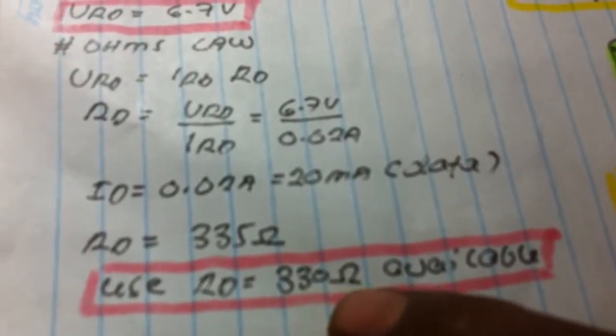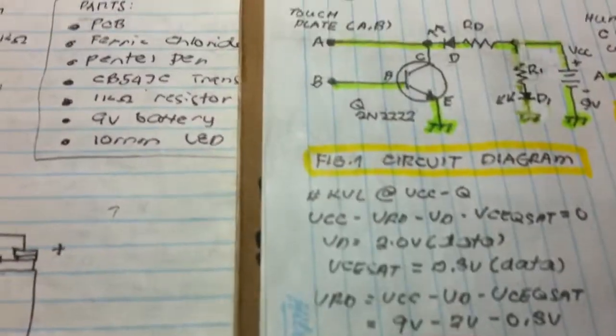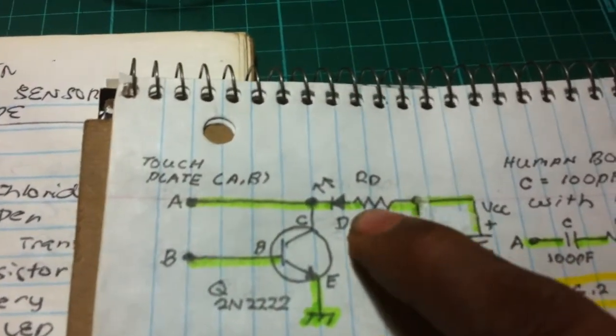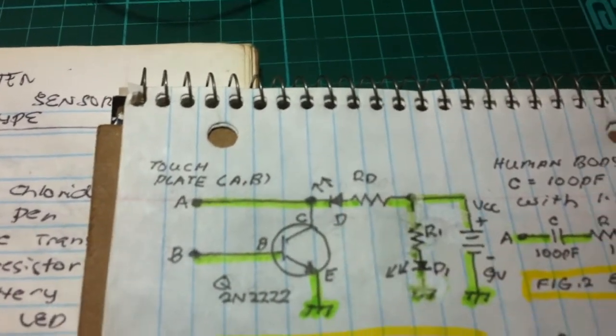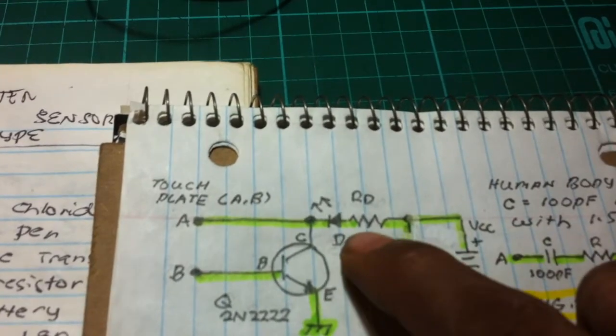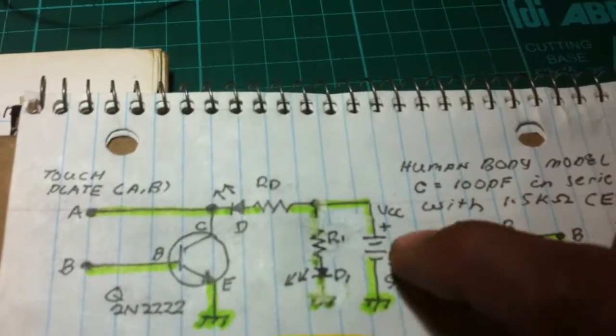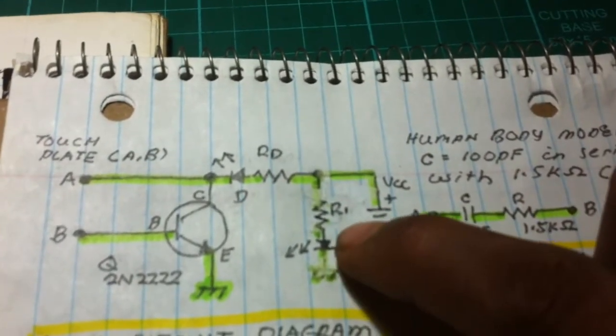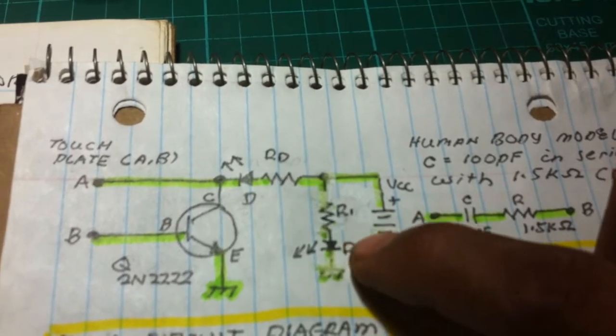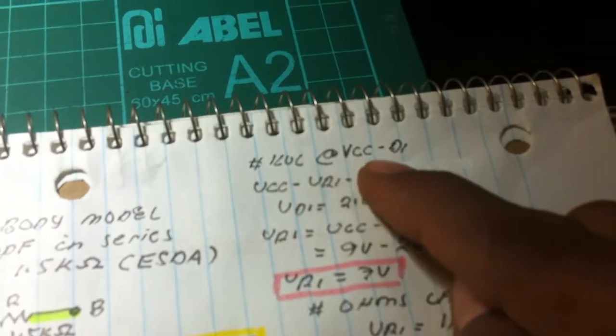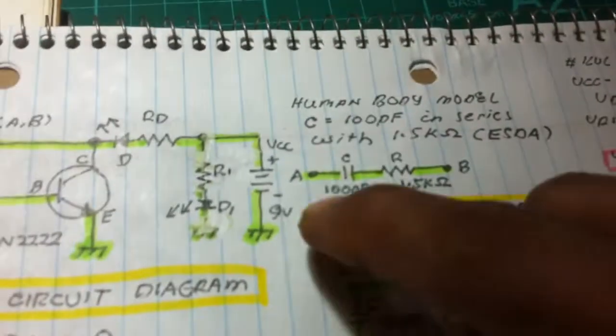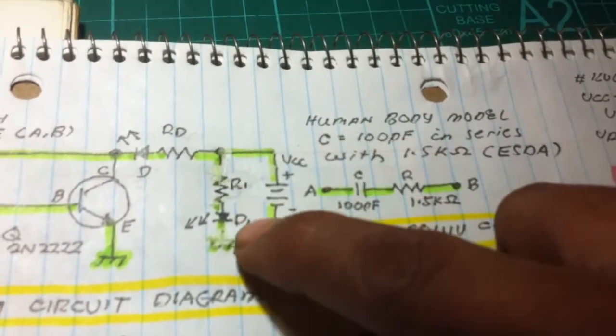I'm using 330 ohms, my available resistor. So we now have 330 ohms here. That is our output LED. Now we're going to compute the value of the resistor for the power LED using KVL, from VCC to D1.